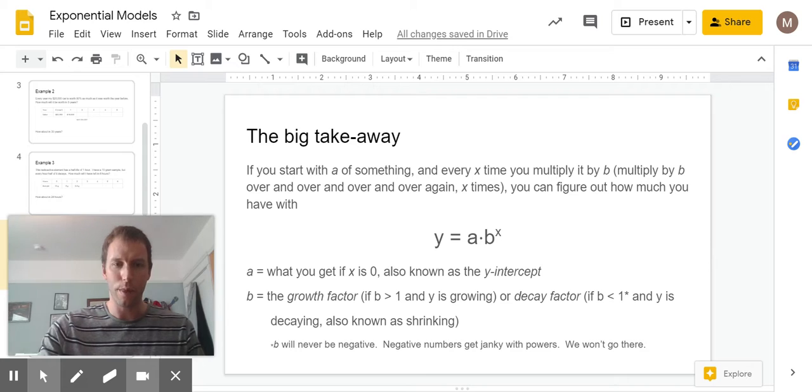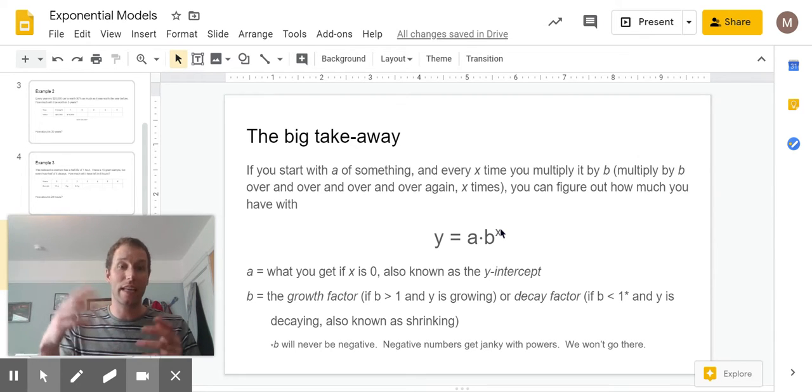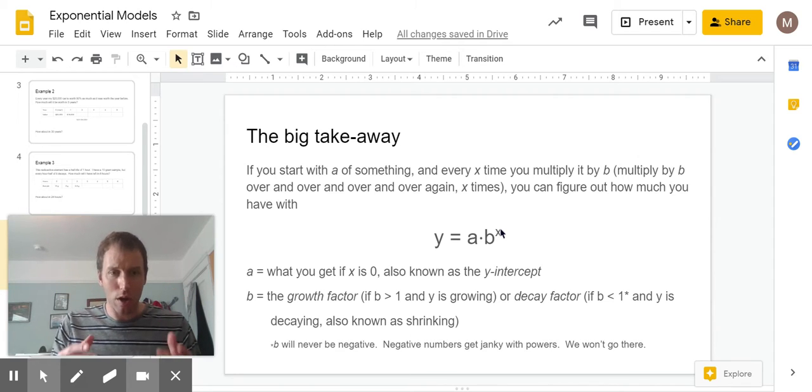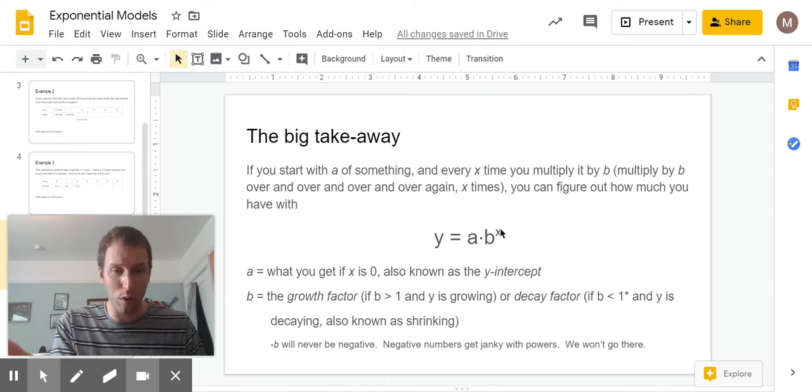So we left off with this big takeaway that if we have some starting amount of something and we have to multiply it by some number over and over and over again, like double it every year or take it down to 90% of its previous value every year, every week, we have to multiply by that same factor over and over and over again. The way we achieve that is we raise that factor to an exponent of however many times we've multiplied it, and then multiply that by the initial value.